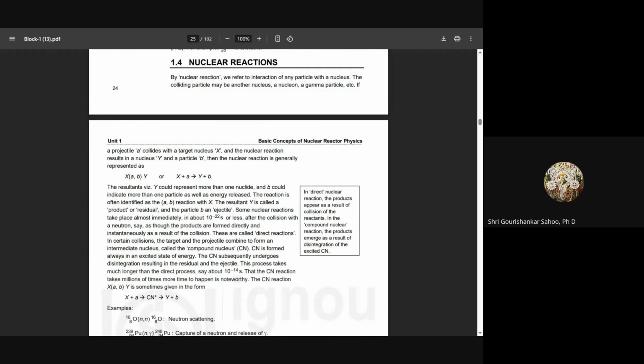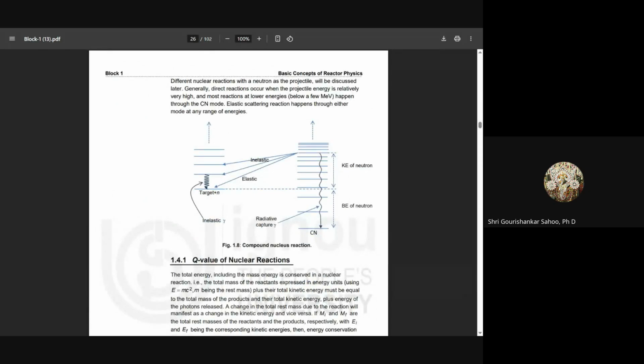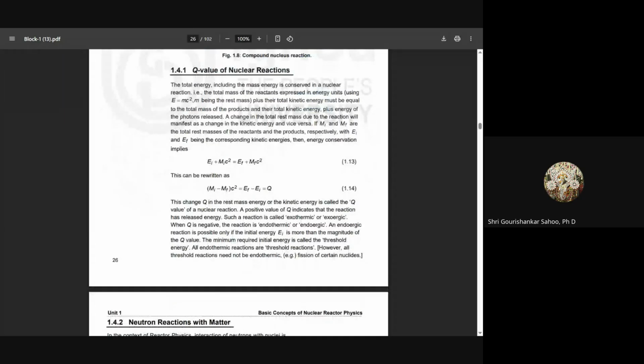For the nuclear reaction, there are some examples: reactants, products, and in between the compound nucleus. The compound nuclear reaction is shown on the screen: kinetic energy and binding energy of the neutron. Then the Q value of the nuclear reaction. This is very much important.